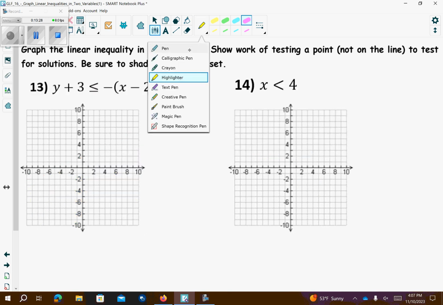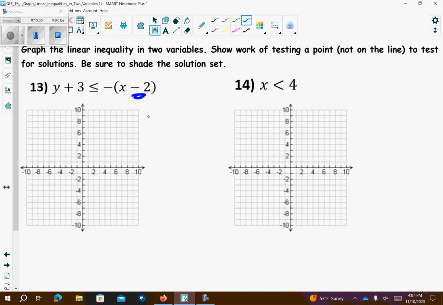Number 13, this is another one of those. I'm going to get the opposite of negative 2. I'm going to take the opposite of positive 3. This is my starting point. So 2 down 3 is down here. I have a 1 right there, so my slope is negative 1 over 1. So I'm going to go down 1, right 1. Okay. I'm going to have a solid line because I have an equal sign.